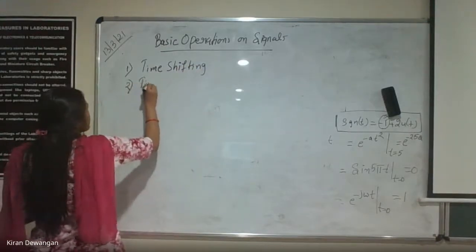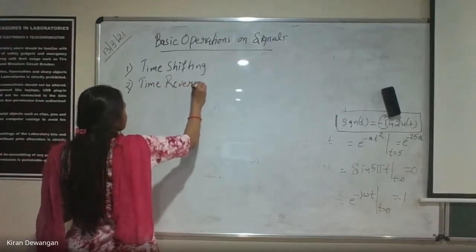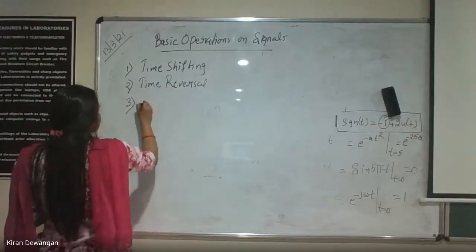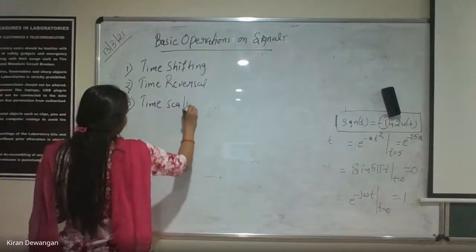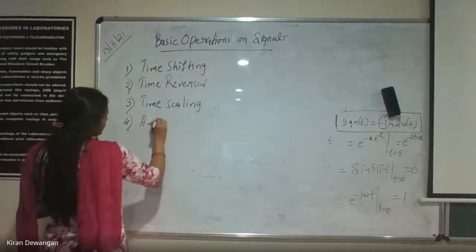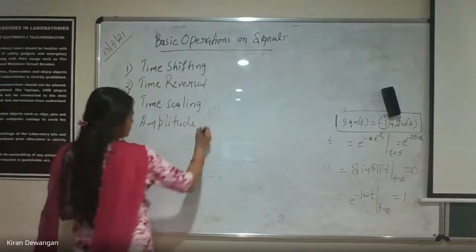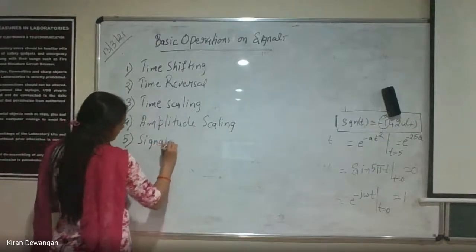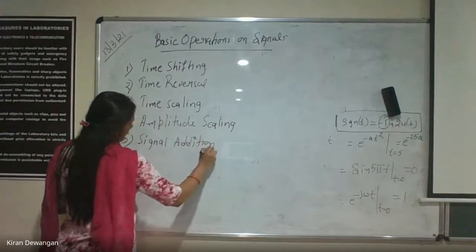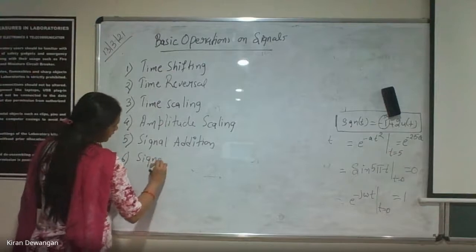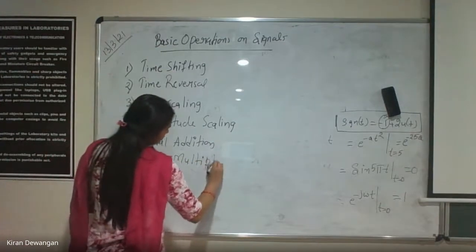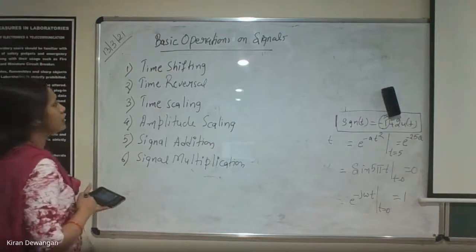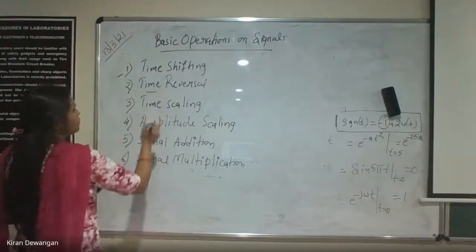Second one is time reversal. Third one, time scaling. Fourth one, amplitude scaling. Fifth one, signal addition. Sixth one, signal multiplication. Now we'll perform each one of the operations one by one. Time shifting is the first operation, then time reversal, time scaling.